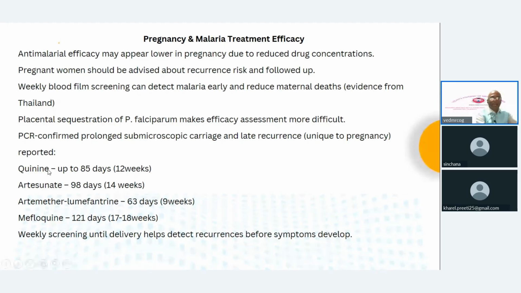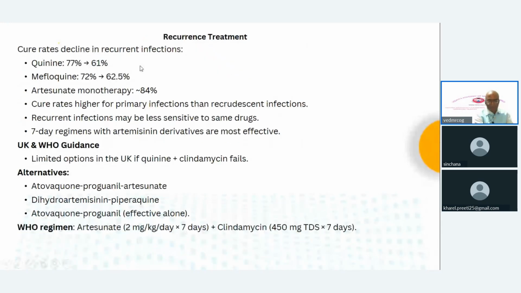If she is treated with quinine, there can be recurrence up to 45 days or 12 weeks. Artesunate, 98 days, artemether lumefantrine around 63 days, mefloquine around 121 days. So this is the frequency of recurrence. Weekly screening until delivery helps to detect recurrences before symptoms develop. So these patients, once treated, should be kept for screening follow-up.